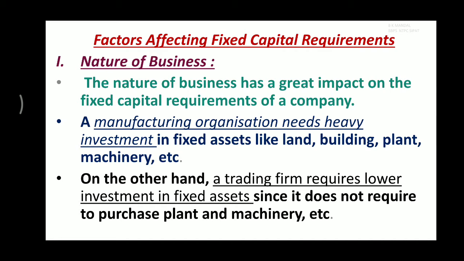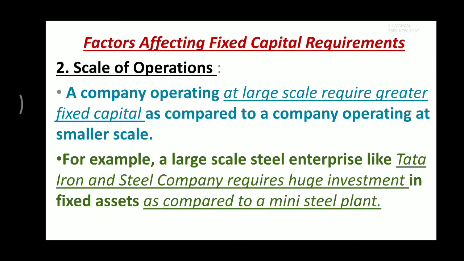So that's why a manufacturing concern needs heavy investment in fixed assets, whereas in case of a trading concern, the requirement of fixed capital will be less, because they don't need to purchase plant and machinery, etc. So in short, for a manufacturing organization, the requirement of fixed capital will be more, and for a trading concern, the requirement of fixed capital will be less.